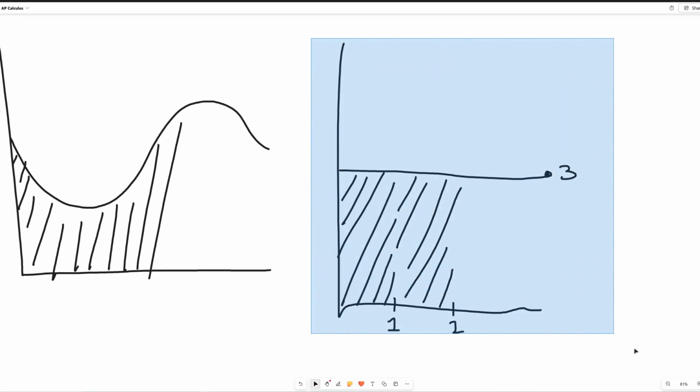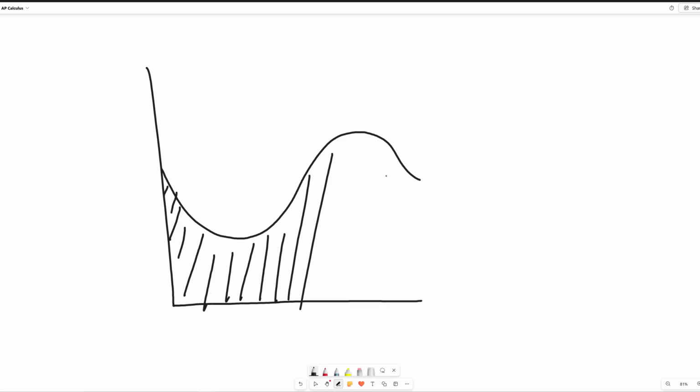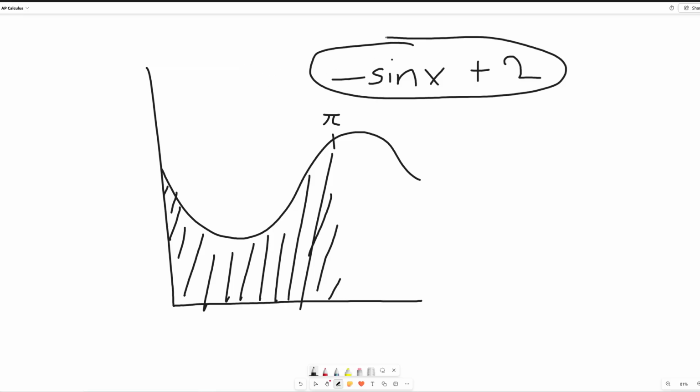So what does that look like for this function? Well, let's say this is water entering a tank, and this is negative sine x plus 2. If this is at x equals pi, then the rate at which water enters the tank is modeled by a function like this. So at x equals pi, it's going to be at 2. That means at x equals pi, water is entering the tank at 2 liters per minute.